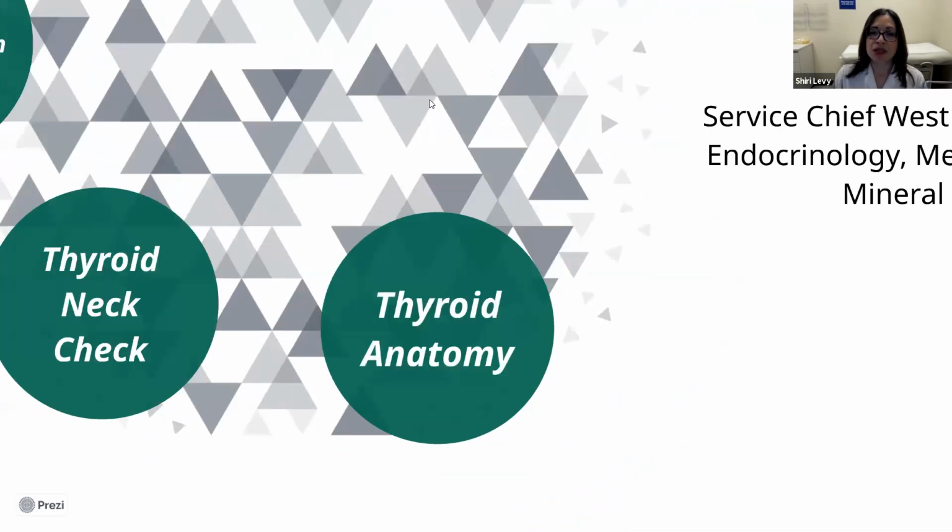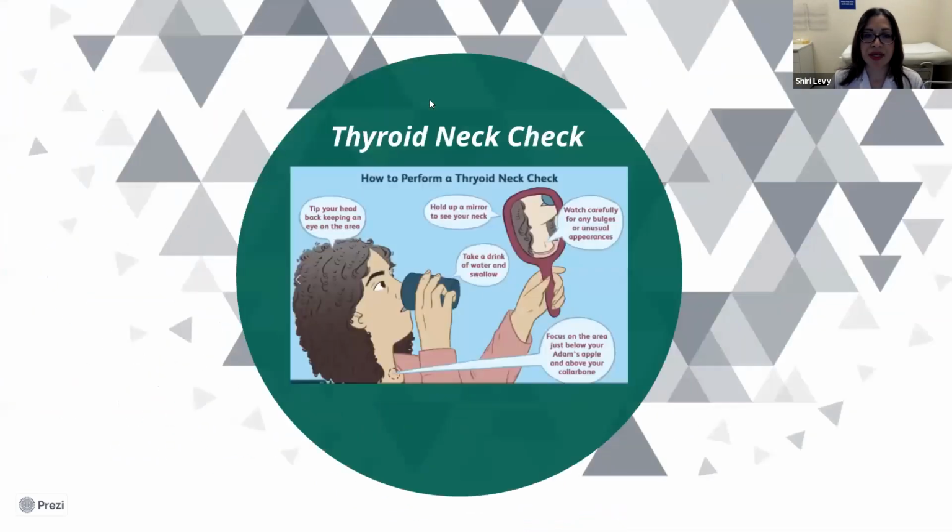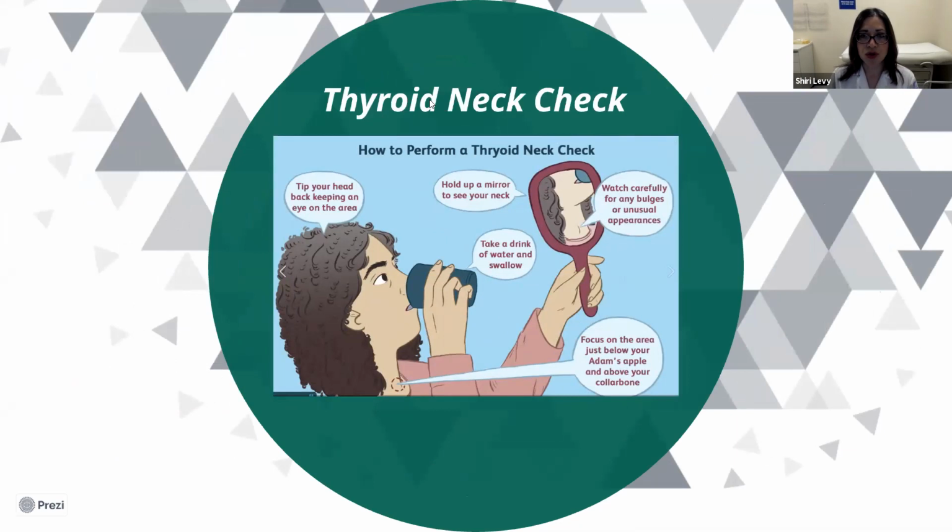One of the things that I always tell my patients is that I would like for them to do their own thyroid neck checks, which can be performed at home. You want to tip your head just like the cartoon is showing. You can hold a mirror up to look at your neck, and then you drink some water. What you're going to see is that right between the two bones here is where the thyroid falls, and you can watch carefully as it comes up and down as you swallow.